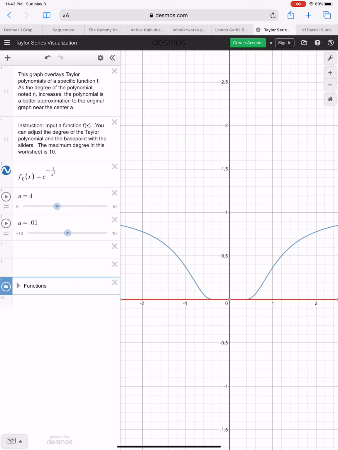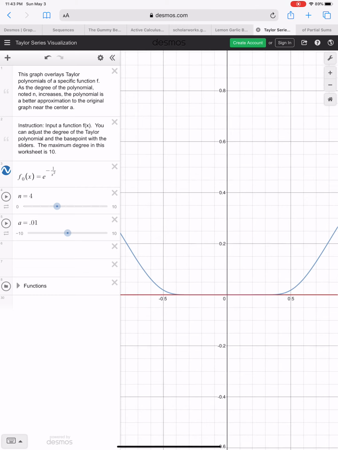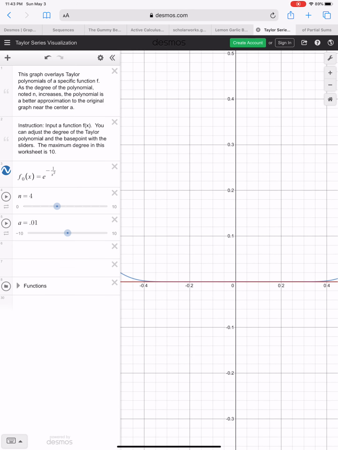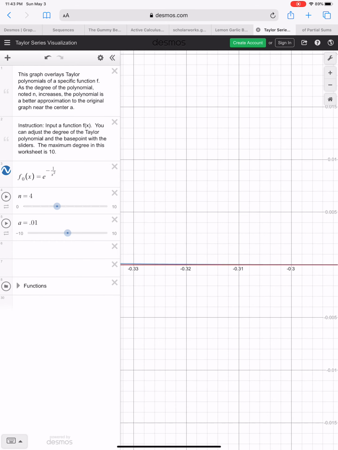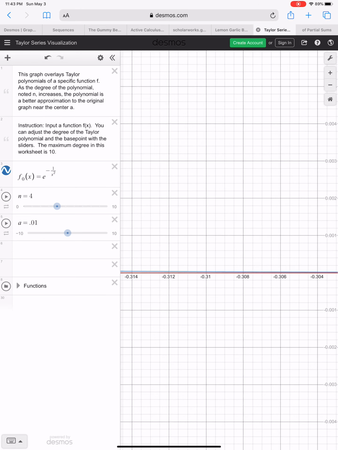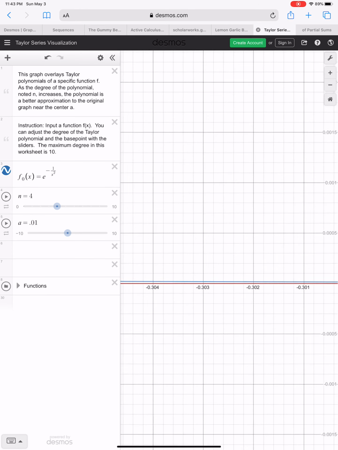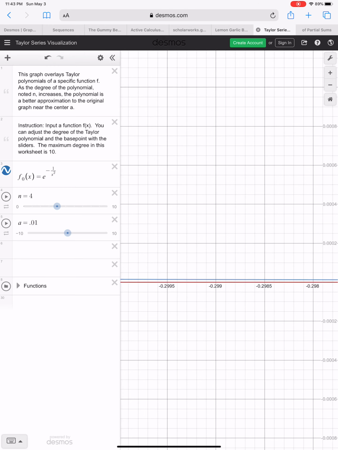So what I want you to see here, though, is that the function in question, the blue function, is very, very flat. It's very close to 0, but not exactly equal to 0. And so if we were to be able to zoom in enough, we would see that the red and the blue are not actually the same, right? So here, if we just continue zooming in, we see that these are close, but not exact, right?